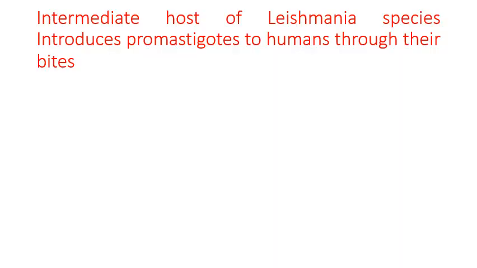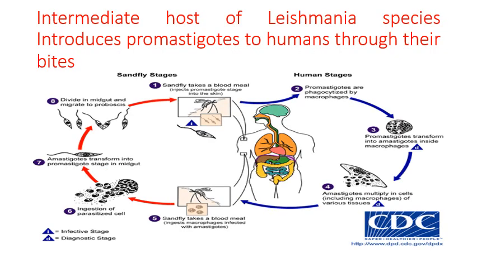I hope you can remember from the blood and tissue flagellate chapter that the vector of Leishmania species is the Phlebotomus sandfly. And please recall that this fly will introduce the infective stage in the form of what? Promastigote. And they will introduce the promastigote through their saliva into the bite site.